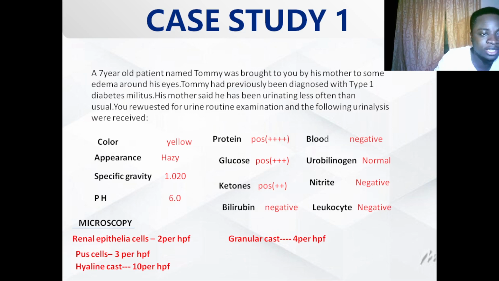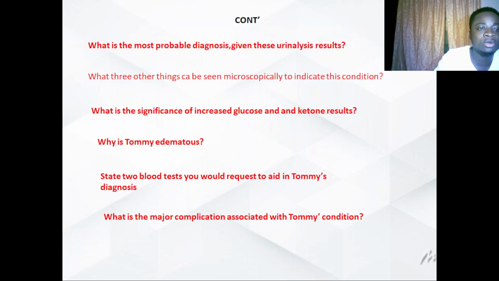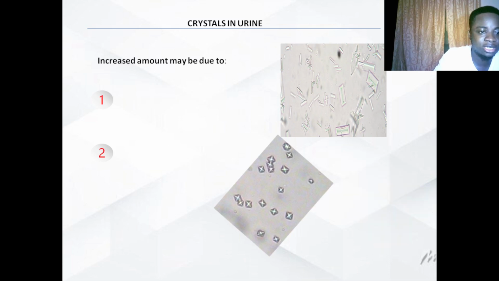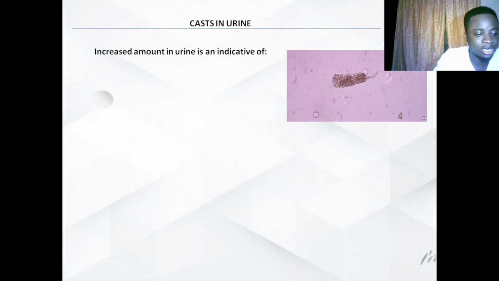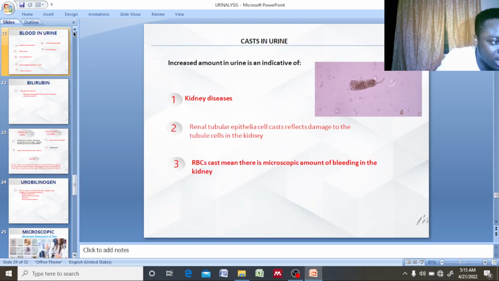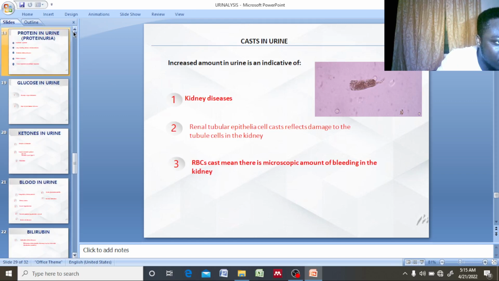So, with this case study, these are the questions. What is the most probable diagnosis given this urinalysis result? So, let's go back to the case study and analyze it. This patient came, you ran the test, and the color of the urine is yellow. Remember some possible causes of yellow color of urine, very important. If you go back to the slides or the lecture, I have given some possible causes of yellow color in urine. I just want us to go back and confirm that.